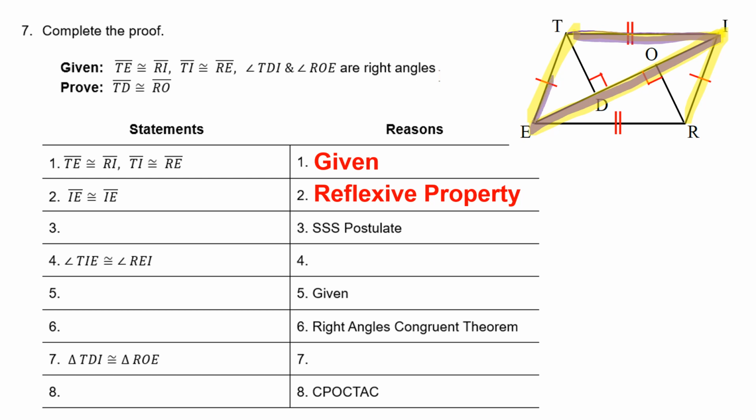TIE is congruent to REI. Right, so those two triangles are going to be congruent by the side-side-side postulate.